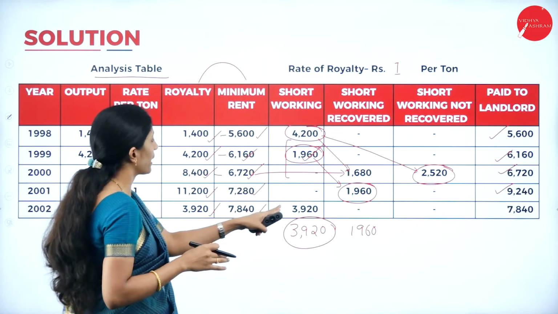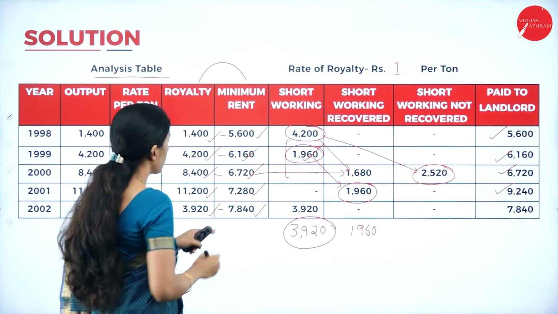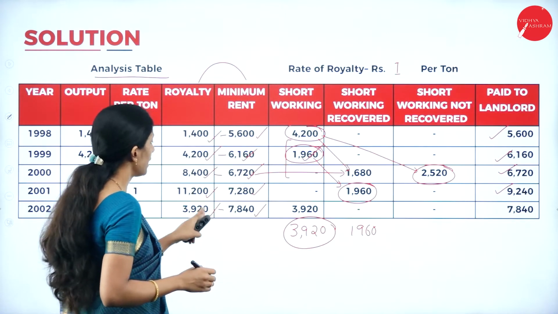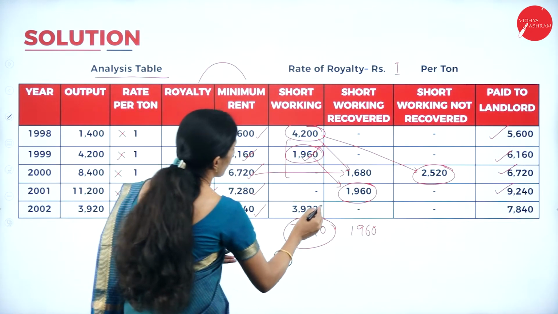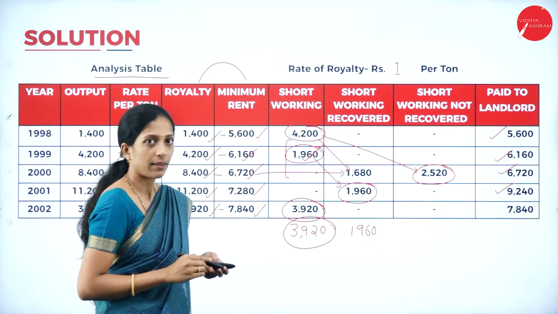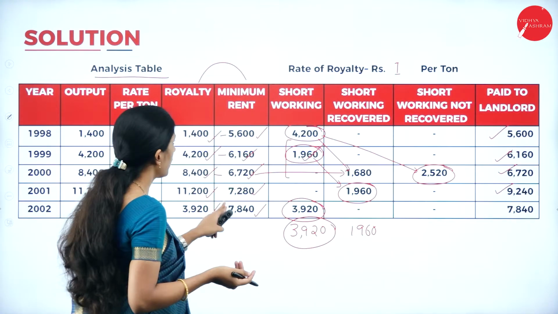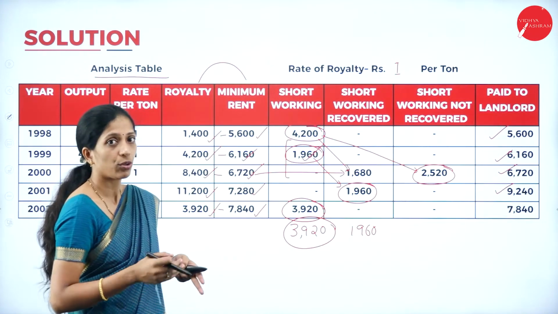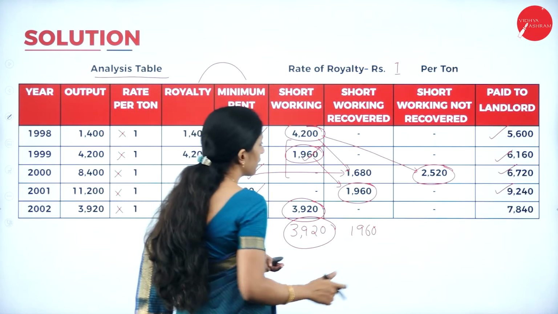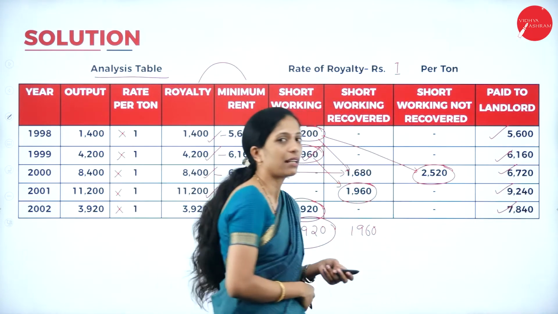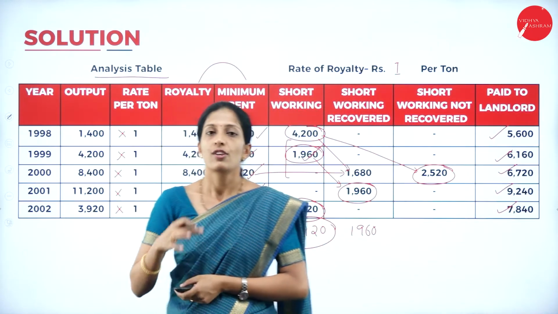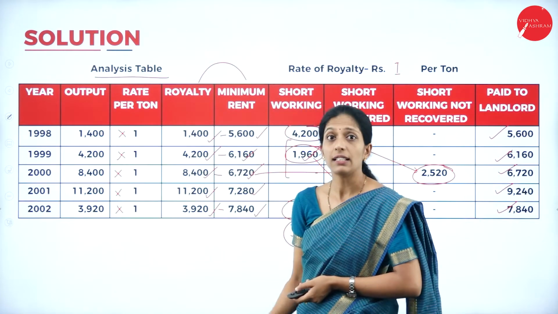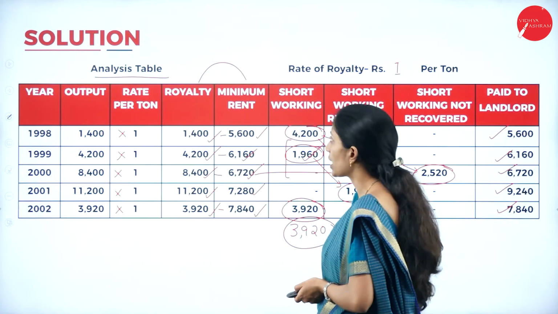So we have a short workings of how much? That is 7,840 minus 3,920. You'll get a short workings of 3,920. Now what is the amount paid to landlord? Either minimum rent or royalty, whichever is greater, will be paid to the landlord. So here 7,840, that is minimum rent, will be paid to the landlord. So hope you are clear with the royalty table. Now we shall directly go through the ledger accounts.